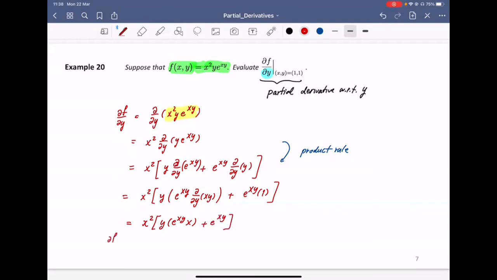And then now you just need to evaluate at the point (1, 1). Which is going to be 1 squared times 1 times e to the 1 times 1 plus 1 plus e to the 1. Wow. So at the end, let's see what you get, 2e, right? The answer is going to be just 2e. Well, this is how you compute the partial derivative. Does it make sense? Okay, good.